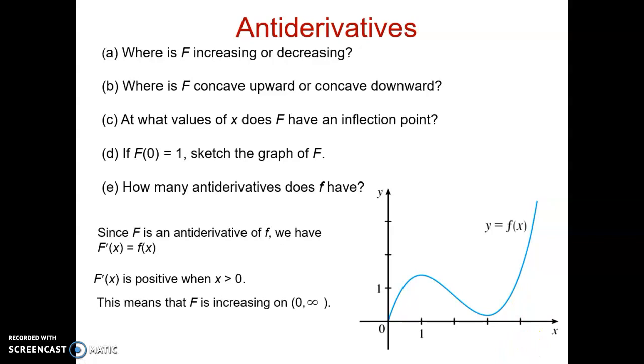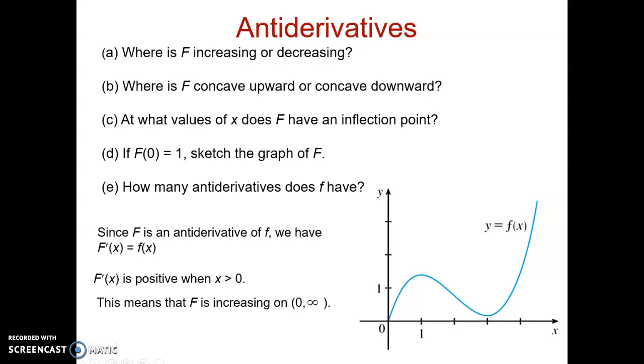F prime is positive where x is greater than 0. This means f is increasing on the interval from 0 to infinity. Capital F is increasing from 0 to infinity. This is another way that we're looking at a derivative function. It doesn't say derivative, but it's telling us that this is a derivative of some function we can't see.